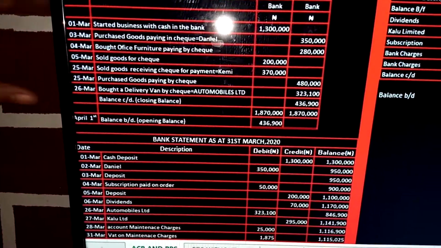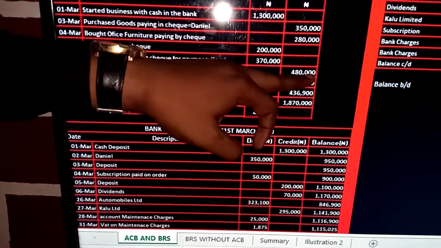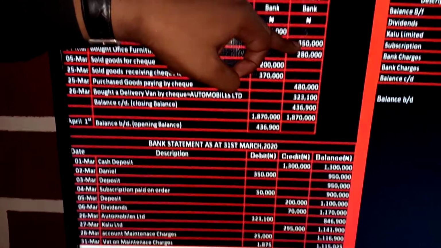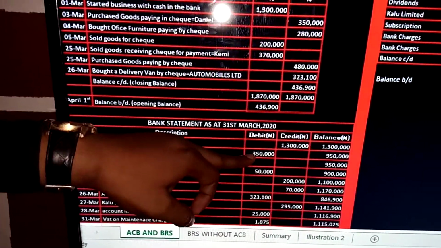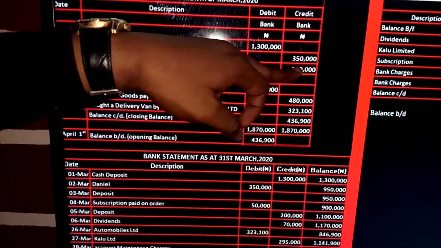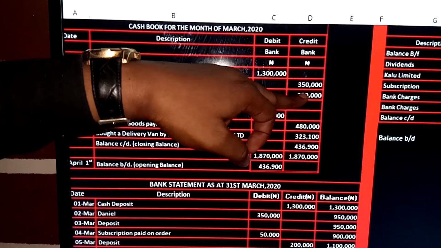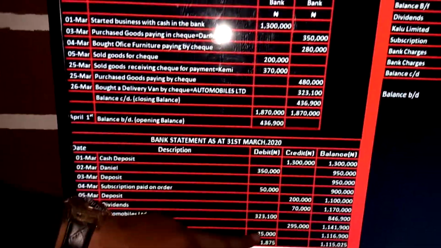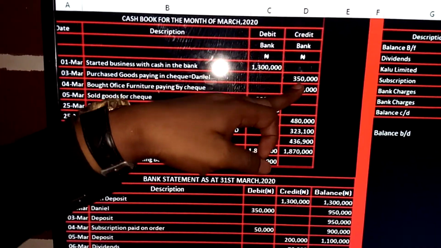So let's go. Here's the cash book. Whatever is in the credit side here is expected to be in the debit side. So 350,000 is in the credit side of the cash book. Let's check if it's in the debit side of the bank statement. This is a 350,000. So that clears. 280,000 is in the credit of the cash book. Okay, is it in the debit of the bank statement? No.